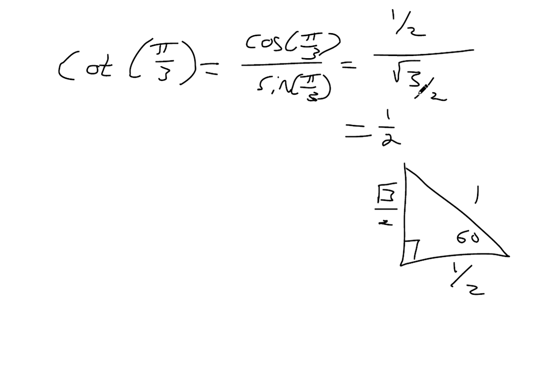But we have 1/2 divided by square root of 3 over 2. So let's flip and multiply the second fraction. The 2's cross cancel. And if we want to rationalize the denominator, we can multiply the top and the bottom by square root of 3. So there's our rationalized denominator answer, square root of 3 over 3.